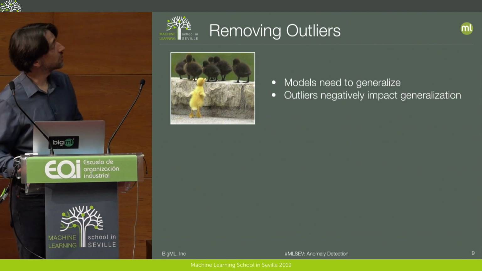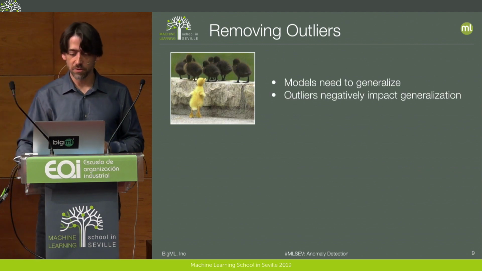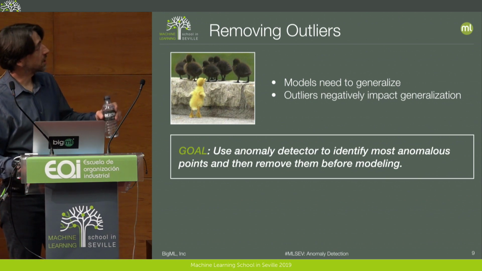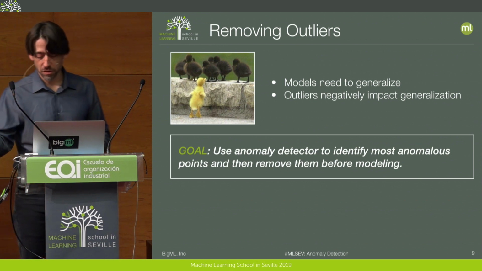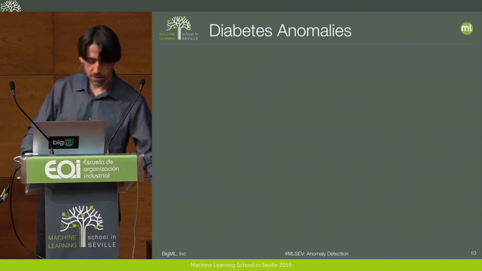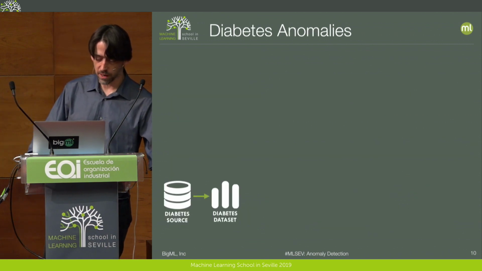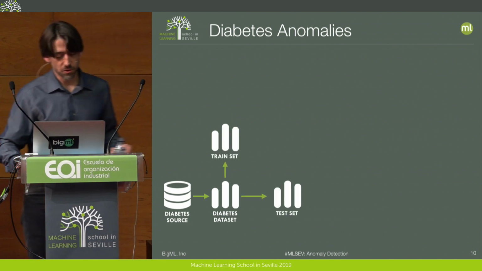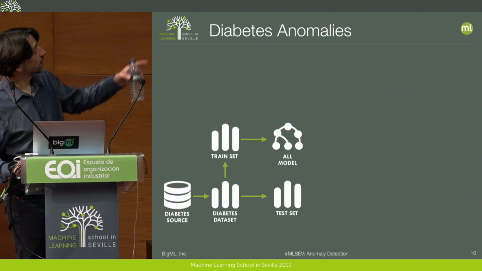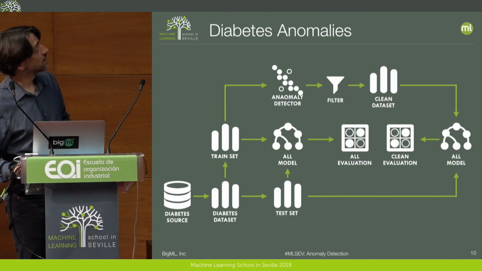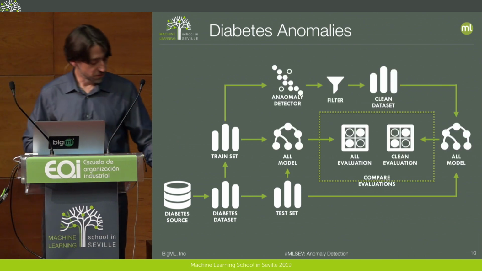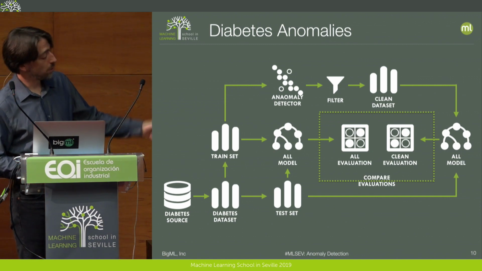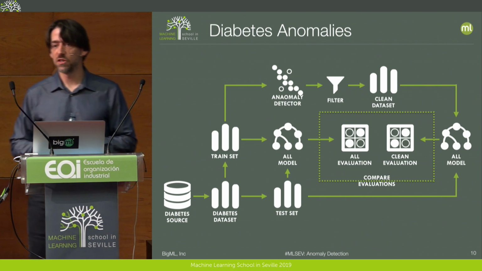Removing outliers. As I mentioned, these models need to generalize, and the outliers negatively impact that generalization. So we can use the anomaly detector to find them and then filter them out. The diabetes data set is actually a great one for this. This is basically to give you a sense of the workflow. You take the source, build a data set, and build your training and test set. Maybe I showed this to you yesterday. Yeah, I did. You've basically used the anomaly detector as a filter there. You take out the anomalies, and then you can model both and compare them, so you can see how the model performs.